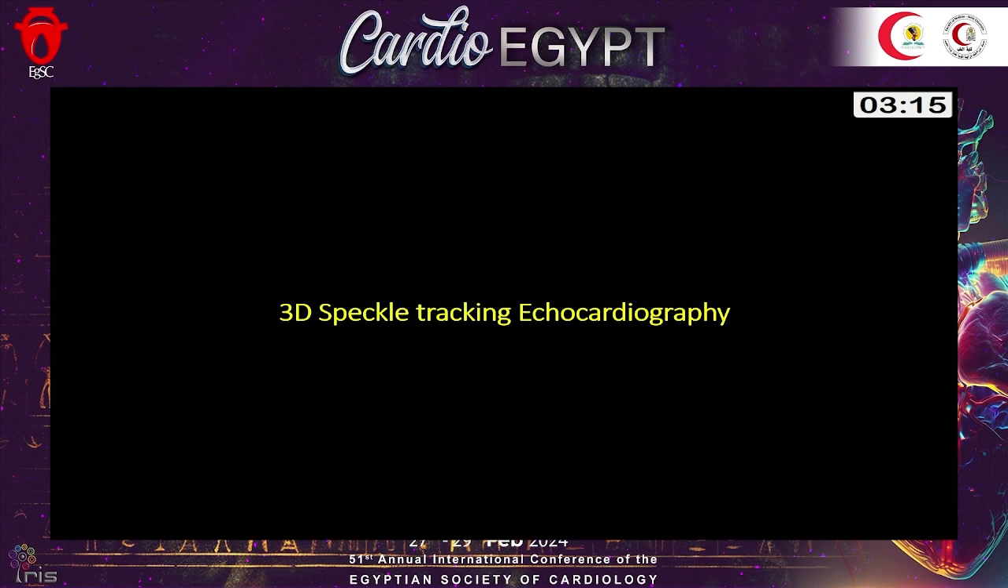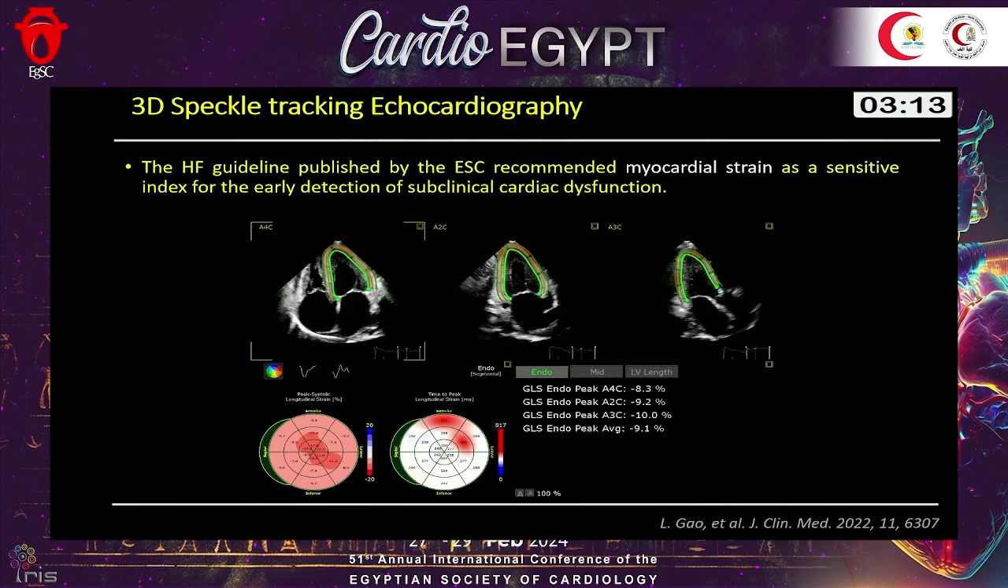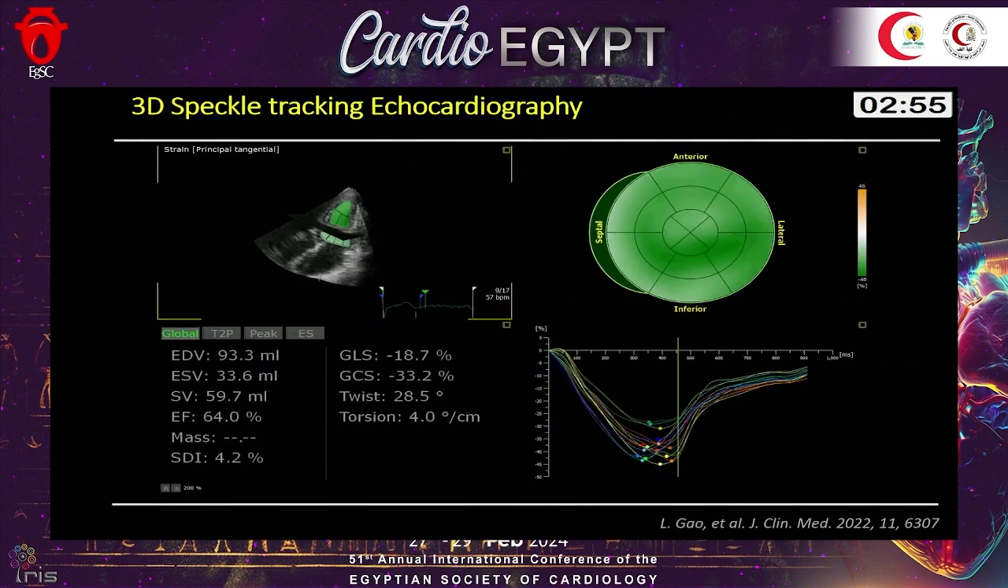We have speckle tracking as well. 2D speckle tracking is the widely used method now, but as you can see, we have 4, 2, and 3 chamber views. What about the endocardial or the muscle parts in between these 3 planes? It is not measured. It is not considered. That's why 3D speckle tracking now is a promise.